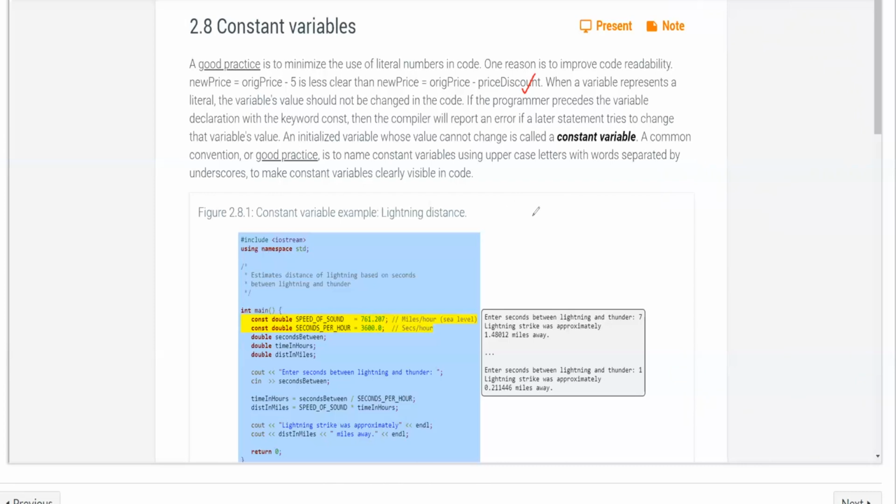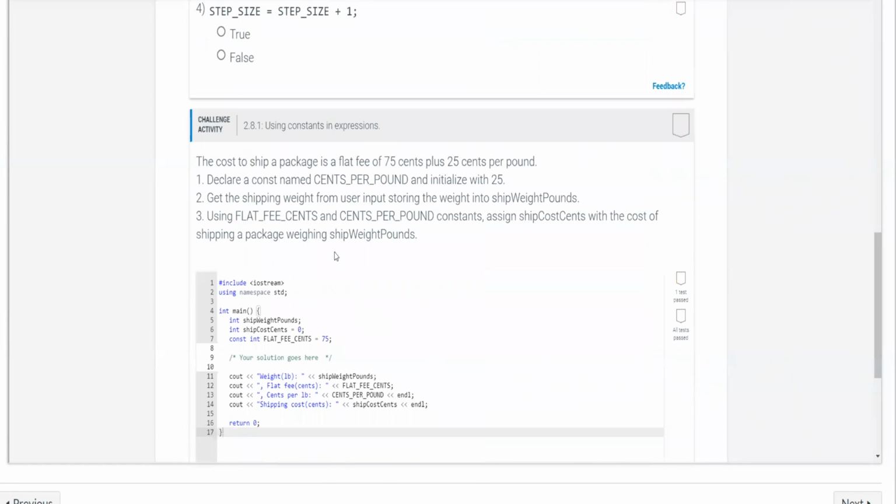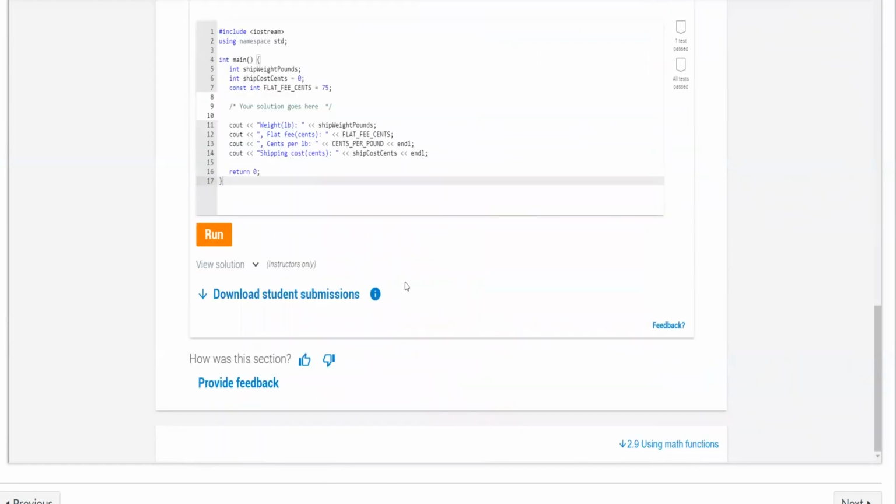That's a good practice actually, right? So that's why we use constant values, and that helps a lot in the long run. If you have something which is not changing throughout your program, call it constant. It helps. That is what they're talking about in this chapter, so make sure you understand that.